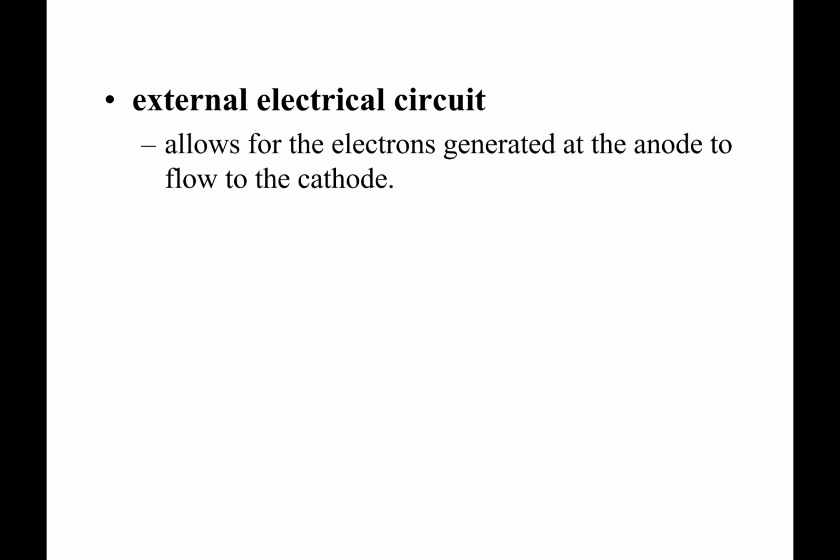Then you also need some way to connect your anode and your cathode, and that's what an external circuit does. This is the path that your electrons can take from where they're being generated at the anode to where they're consumed at the cathode.